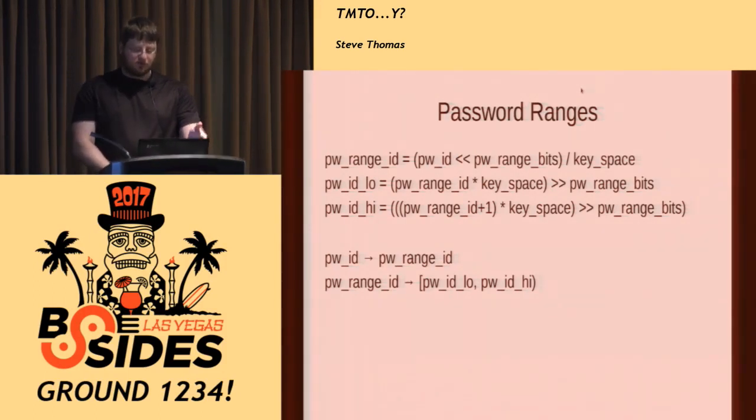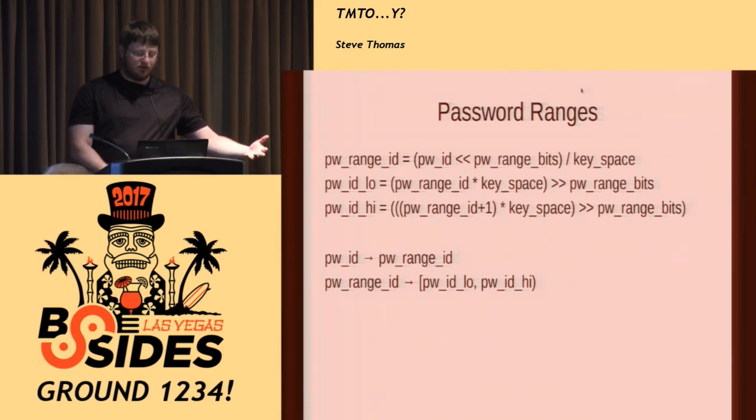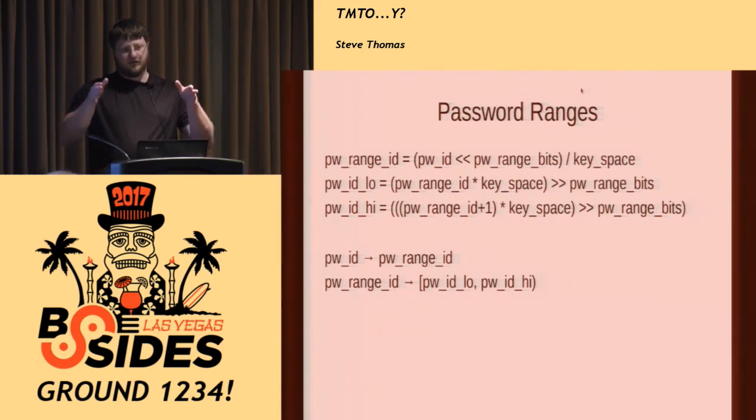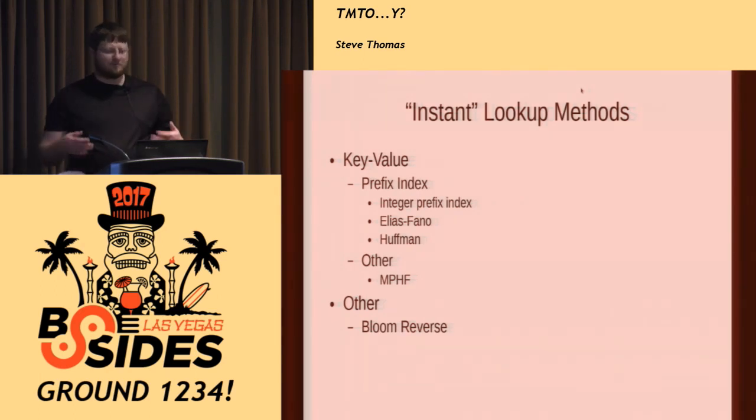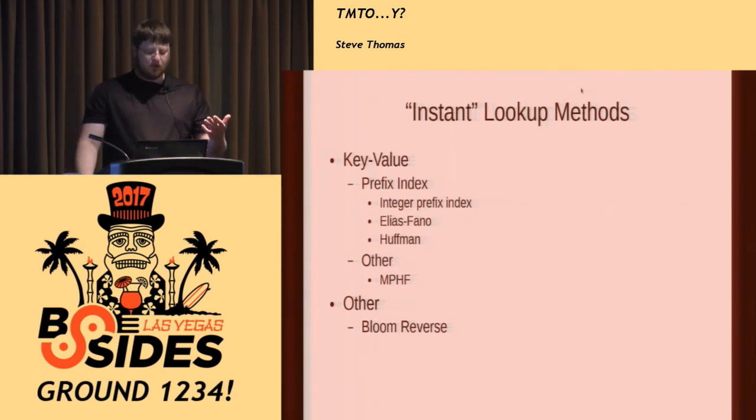So this is how you would convert from the password ID to a range ID, and then a range ID to the specific password IDs for the range. Then you would just brute force those. Basically, the obvious way to do this is just store a key value pair in a database. Then there's basically ways to index it.